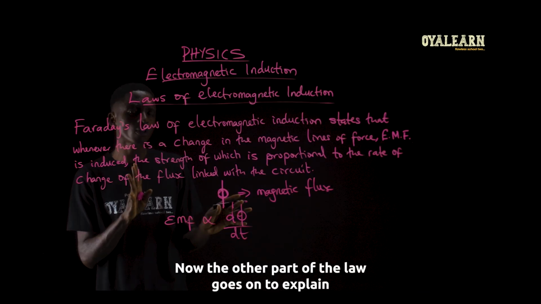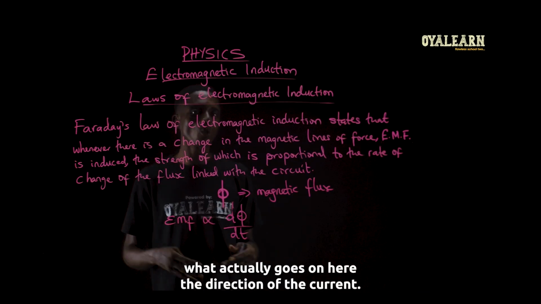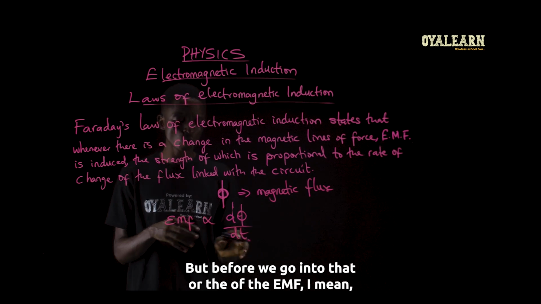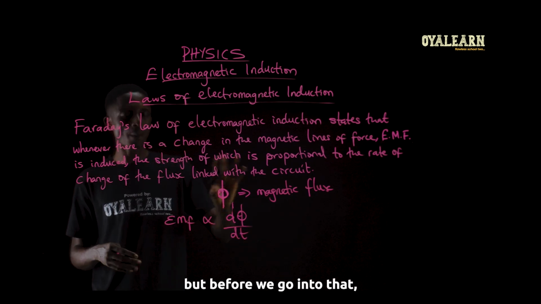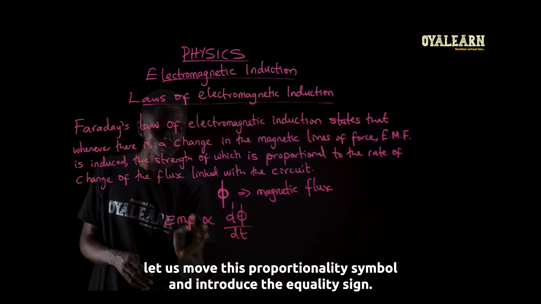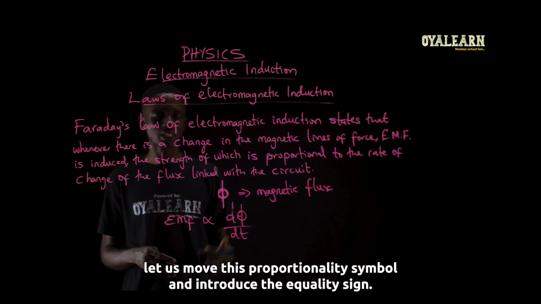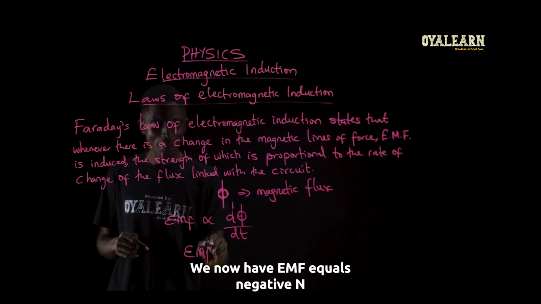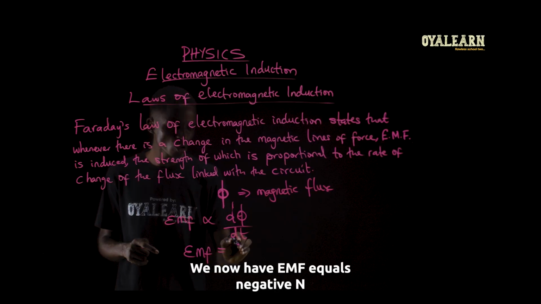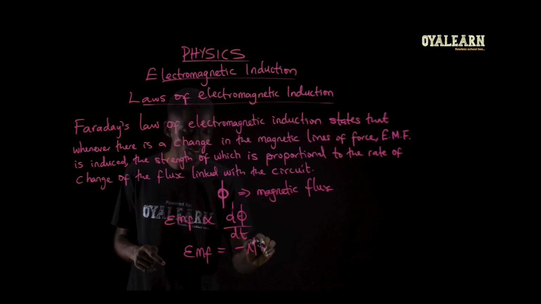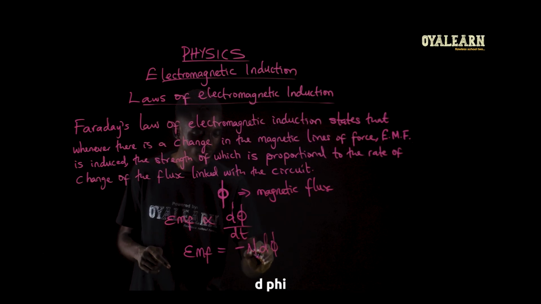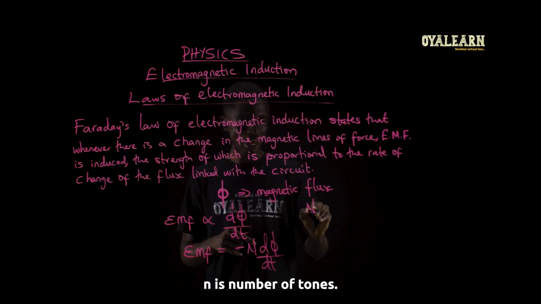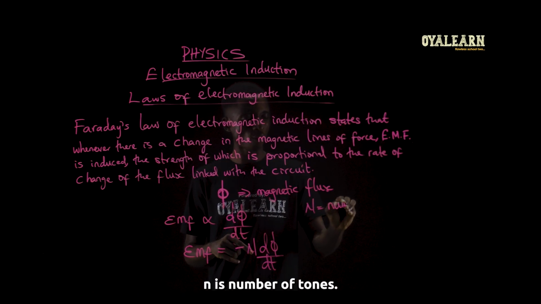Now, the other part of the law goes on to explain what actually goes on here, the direction of the current, or direction of the EMF. But before we go into that, let us remove this proportionality symbol and introduce the equality sign. Now, something will happen to this equation. We now have EMF equals negative N d phi dt. Now, note this: N is the number of turns.